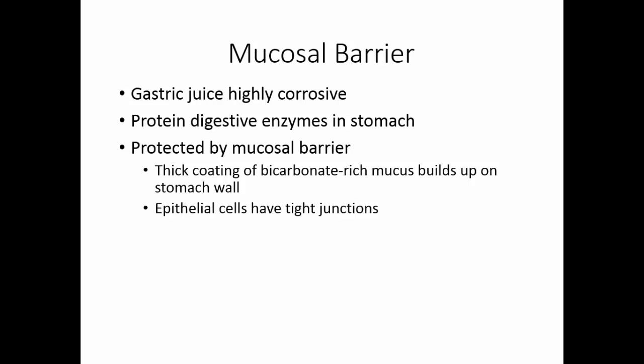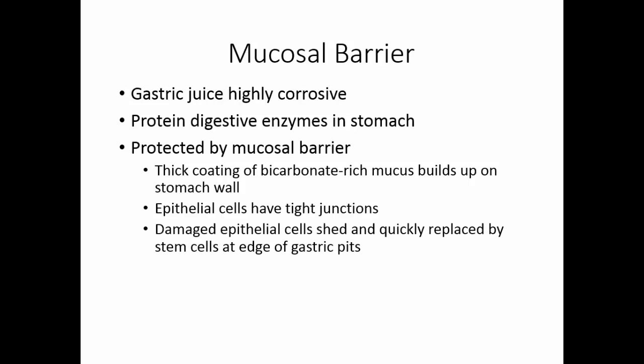Also, the epithelial cells of the stomach lining have very tight junctions between them, so things can't get through between the cells. Damaged epithelial cells are shed and quickly replaced. There's a group of stem cells at the edge of the gastric pits that can reproduce and manufacture new epithelial cells. The lining of the stomach is completely renewed every 3 to 6 days.